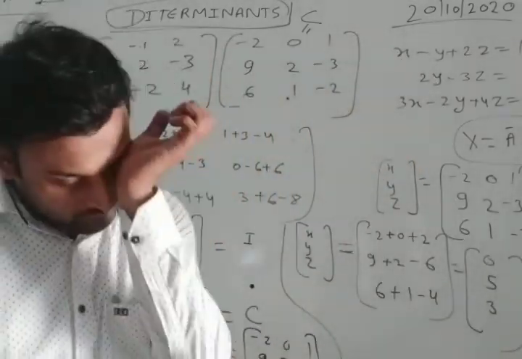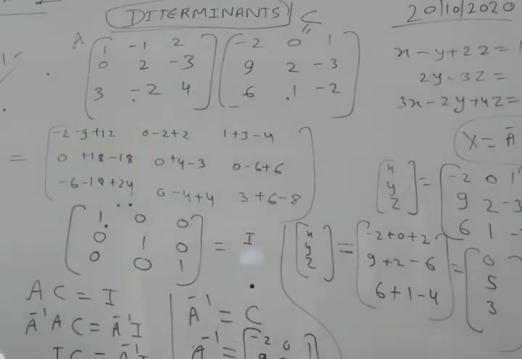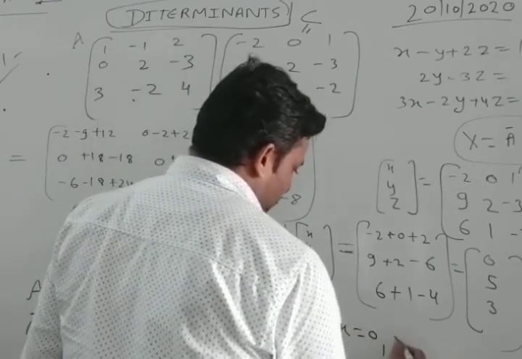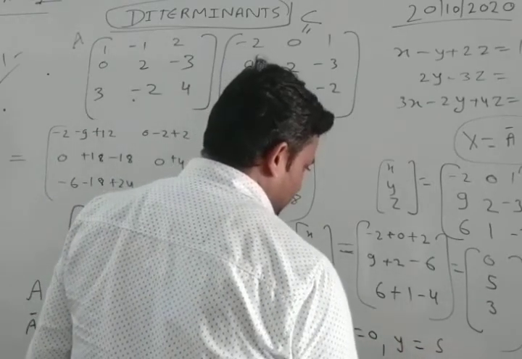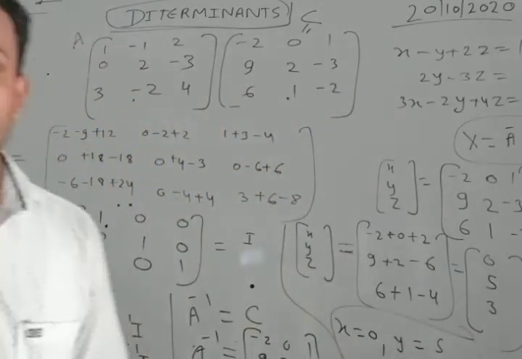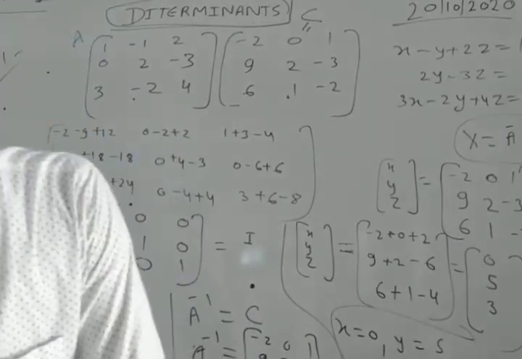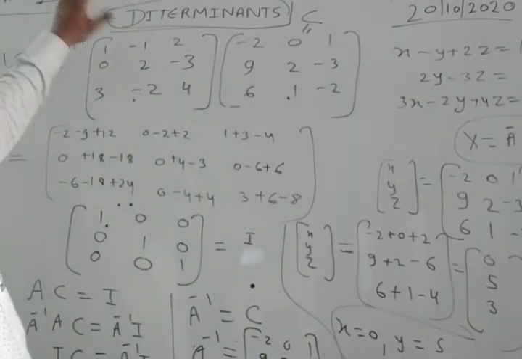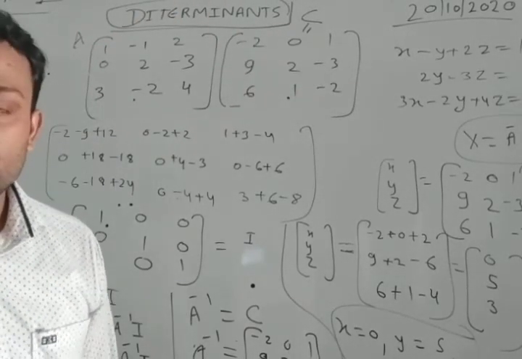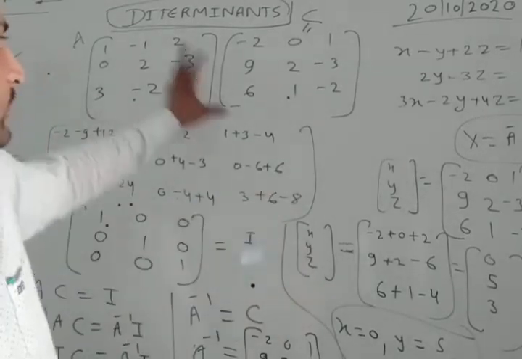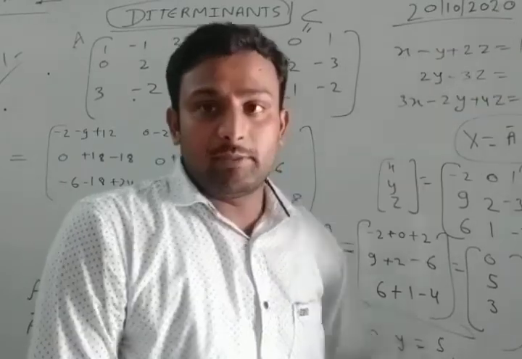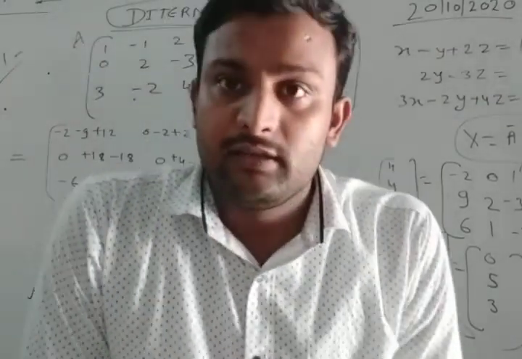So what are we getting? We are getting 0, 5 and 3. So our x is what? x is 0, y is 5 and z is 3. So in this way we can find the values of x, y, z from these equations, given this matrix A and C. So what we have done in the starting, we were given A into C, this matrix, and using this equation we have to find x, y, z.